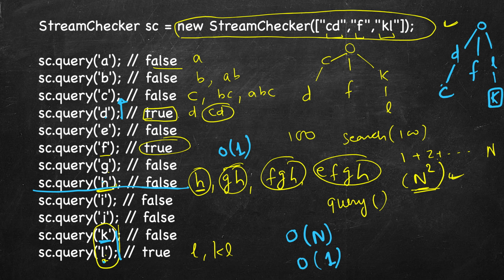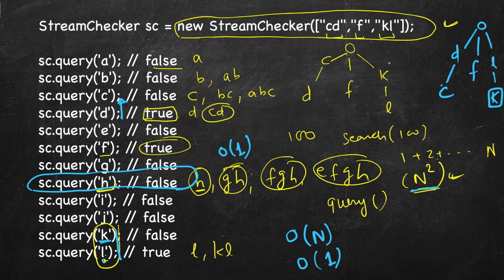It may find it here again. And for the negative case, let's say the first character itself does not match. There is no child corresponding to H. So it will return here only in O of 1 for this case. But if we implemented this way, then it would have tried to find H, then GH, FGH and so on. And we would have wasted too much time. So I hope this solution is very clear.